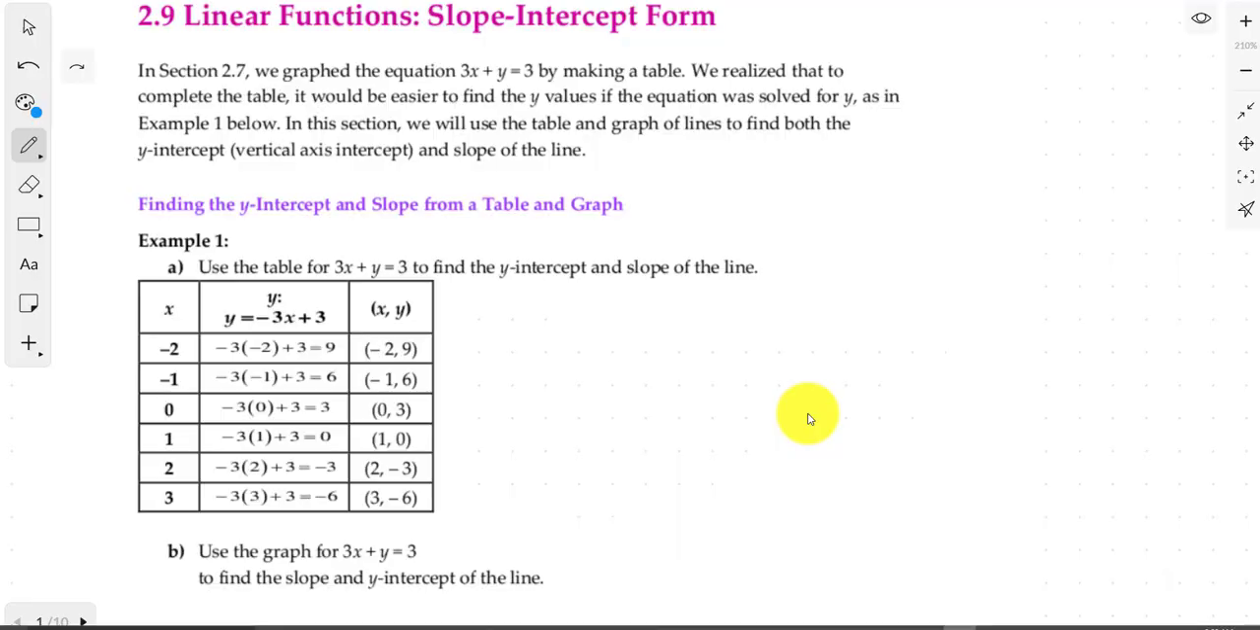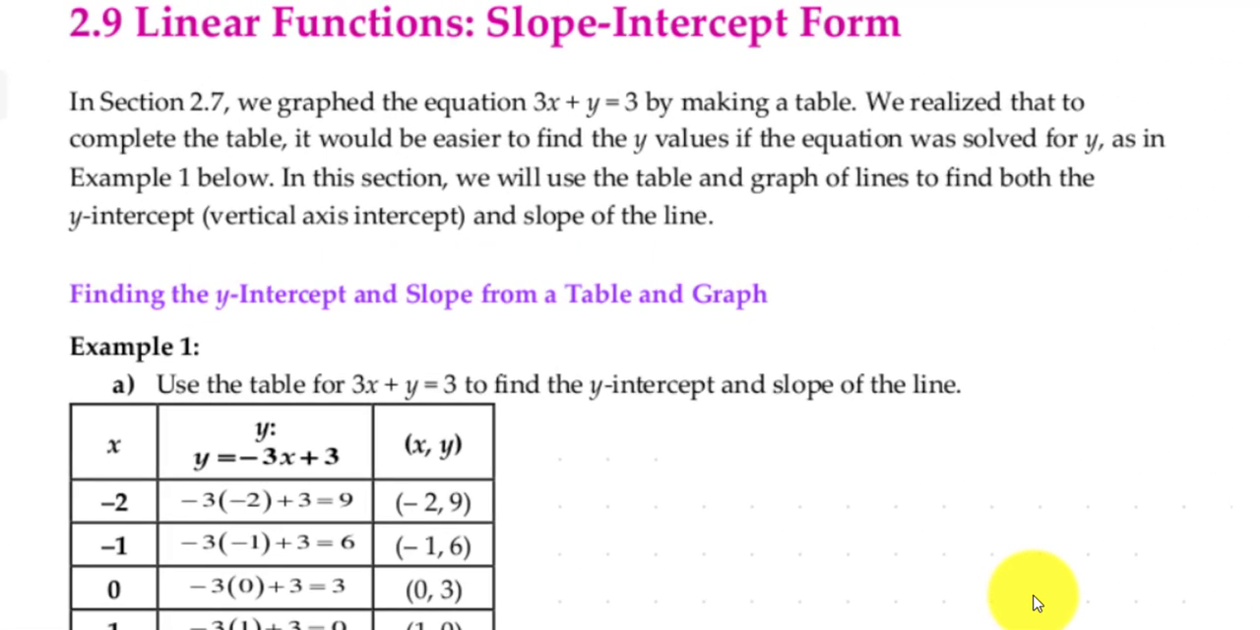Hello class. In this video we're going to continue our work with linear functions, and we're going to talk about a specific form of some linear functions. The form is considered slope-intercept form.